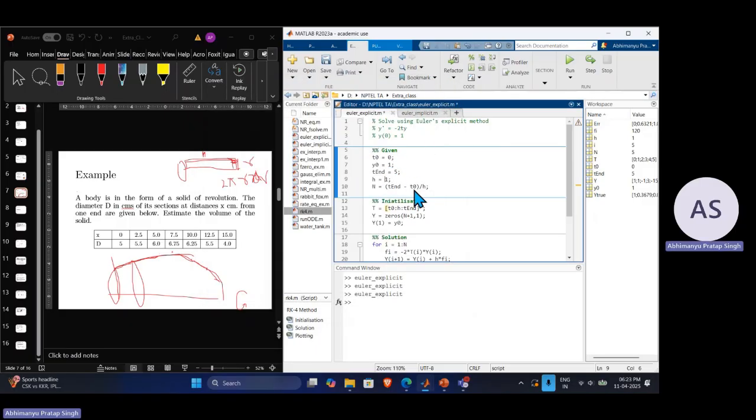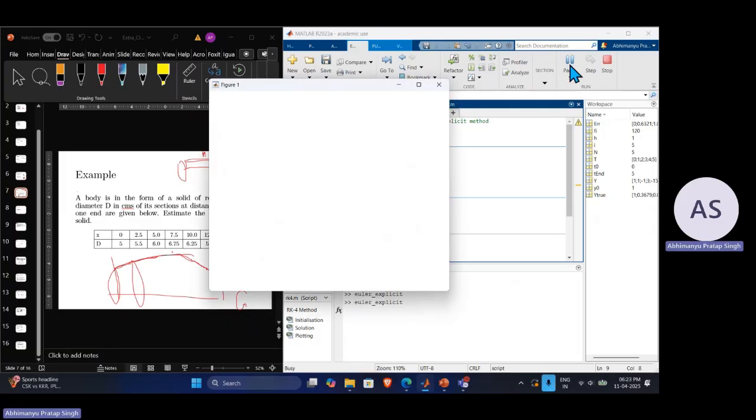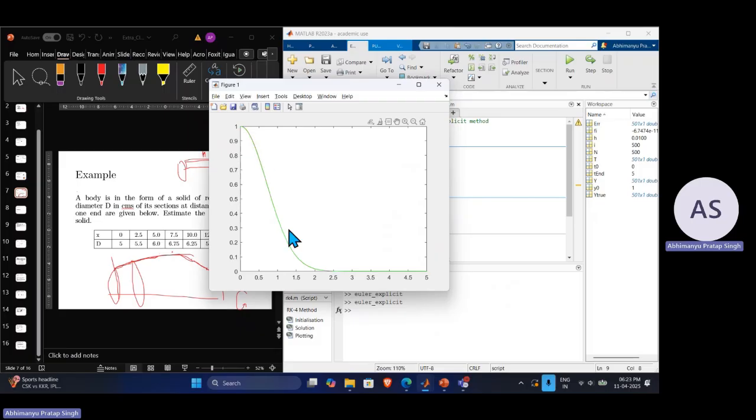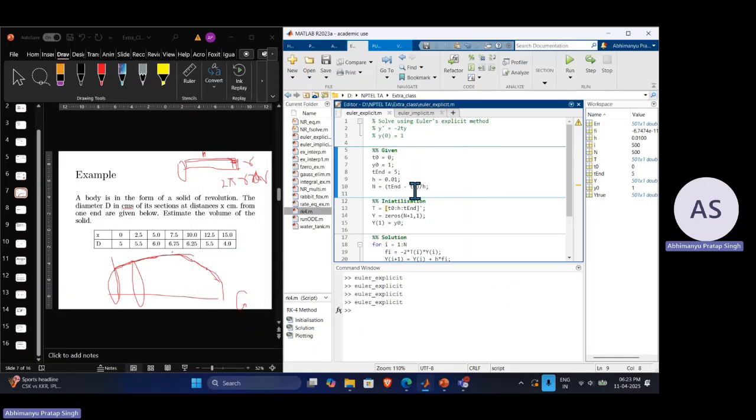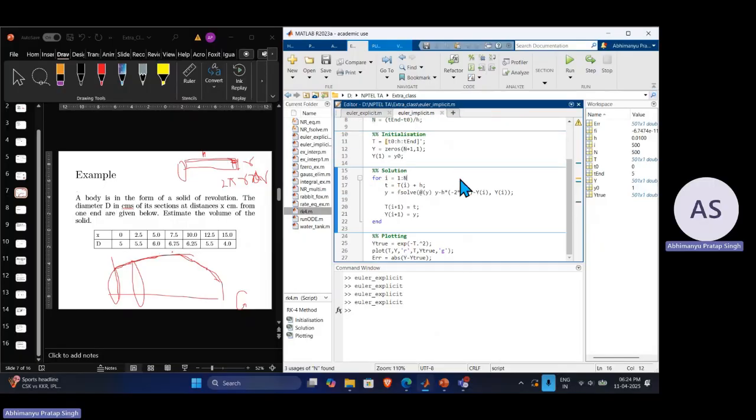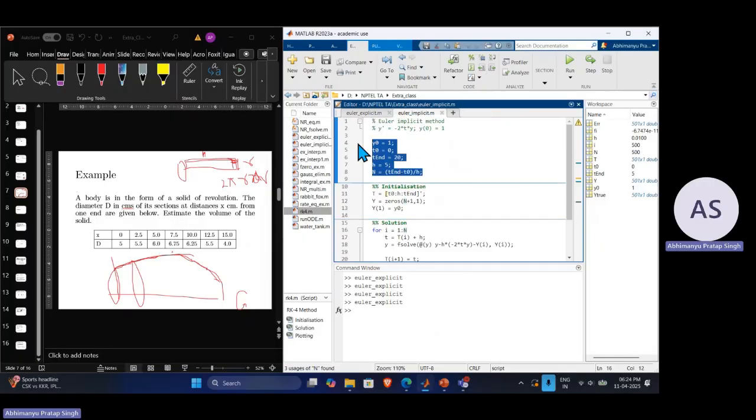On the other hand, if I decrease h, then we get much better approximations. Now you see both the green and red ones are superimposing on one another. So that is the explicit method. It's simple, but we need to check the values of the increments, the discretization that we are doing. Otherwise, it might become unbounded. Now, same problem using Euler's implicit method. The initialization remains the same. Okay, let me just make this 5 seconds.